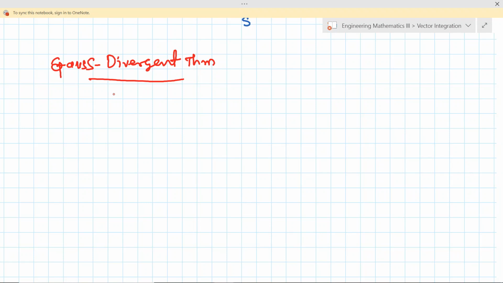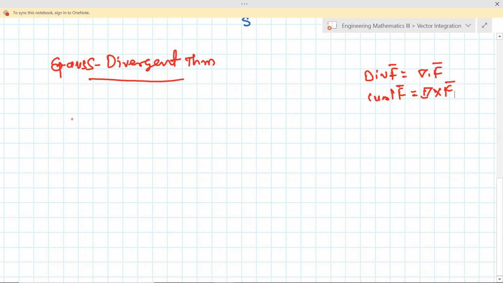Suppose we have a surface integral of the normal component of a vector point function over a closed surface. Its value is the same as the volume integral of the divergence of a bar. What is divergence of a bar? Divergence of a bar is equal to del dot a bar. In the previous lecture, we have seen this. And curl of a bar is nothing but del cross a bar. I have explained this. D means dot and C means cross. So in curl of a bar there is a cross product between del and a bar, and in divergence of a bar there is a dot product of del and a bar.